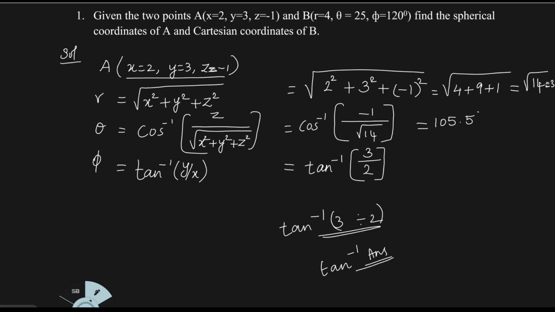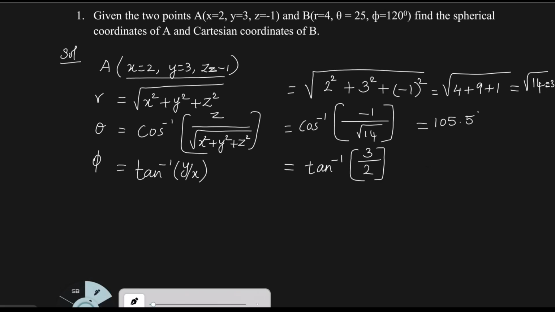Like this we have to solve in the calculator, otherwise the answer may vary. So, tan inverse of 3 by 2, by using the calculator we are solving, we get the answer, that is 56.31 degree.